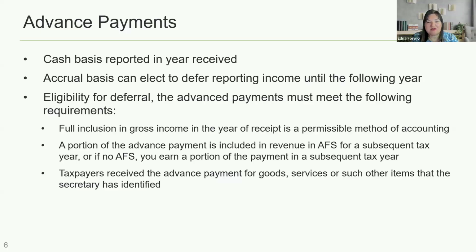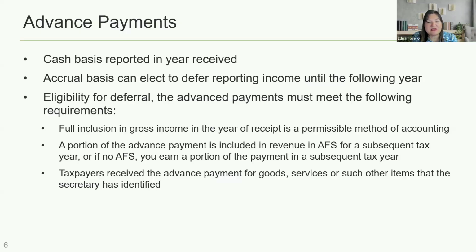So we've got to make sure that we've asked our clients this, whether or not they're keeping books, whether they're using any kind of method to track their payments. So taxpayers who receive the advanced payment for goods or services or other such items are able to identify that. We want to make sure that that advanced payment is easily identifiable, and they can actually defer it, as we mentioned. They've got to meet these three points.